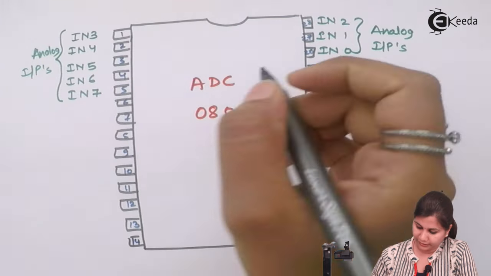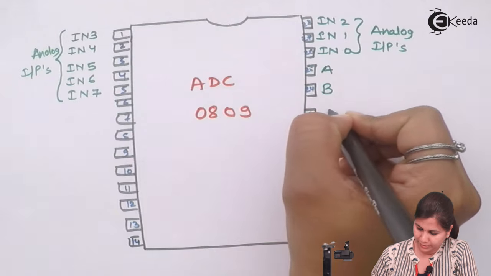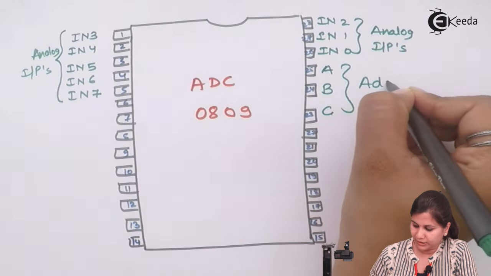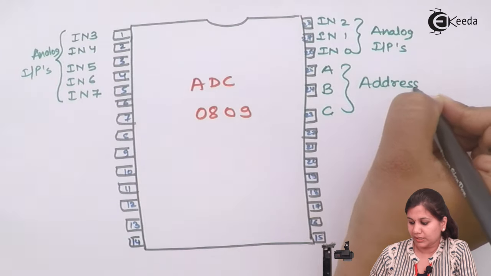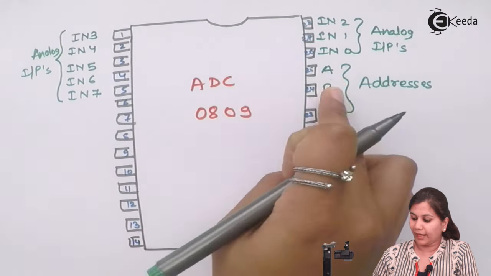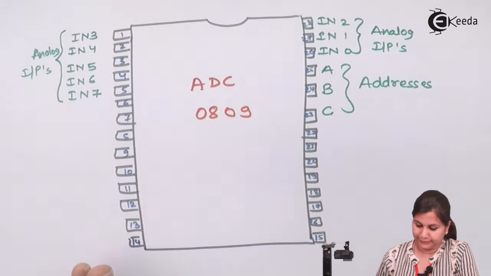Now, out of those 8, one is to be selected. So, 3 address lines are required: A, B and C. The combination of these addresses is going to select the 8 channels. Out of those 8 channels, one channel will be selected by the multiplexer and that analog input signal will be converted into the digital signal.